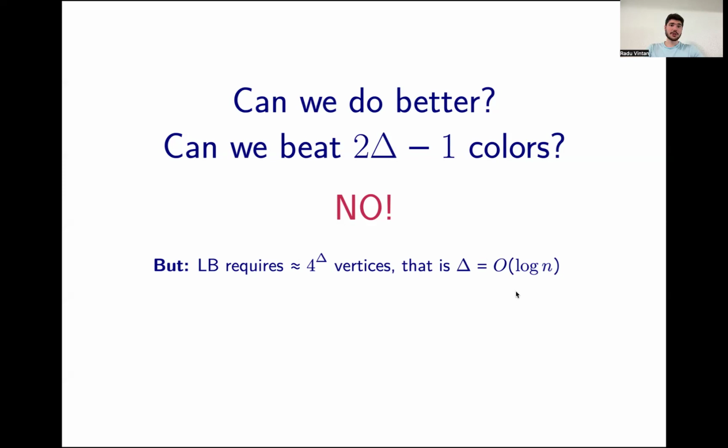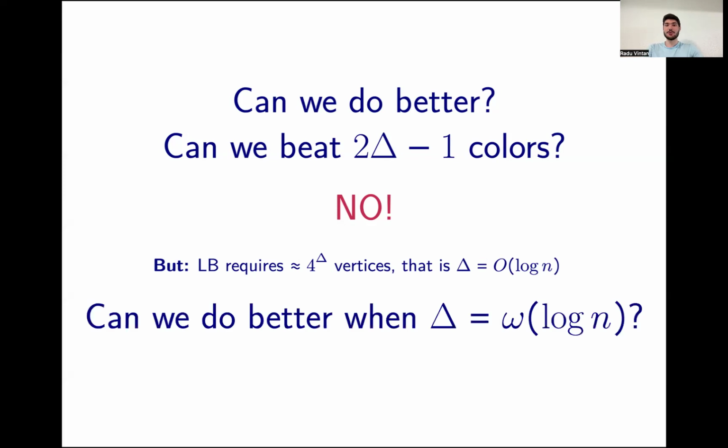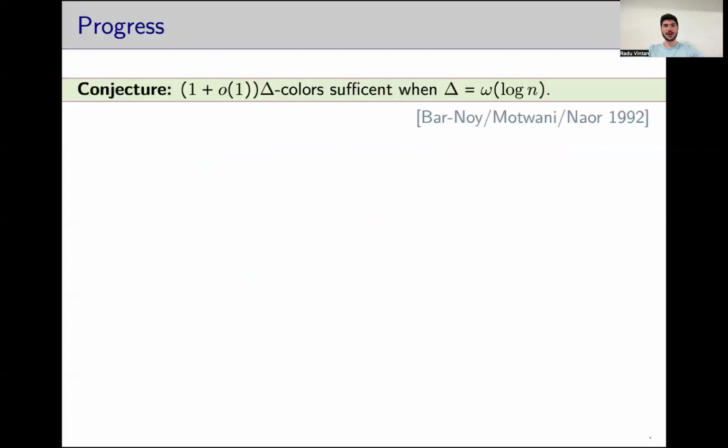So the natural question posed after this was, okay, but what if we exclude this lower bound regime? Can we do better when delta is super logarithmic? And this conjecture was posed by the same authors that found this lower bound. They conjectured that, in fact, if you have delta super logarithmic, you can do 1 plus little o of 1 delta colors, which is as close to optimal as you can get.